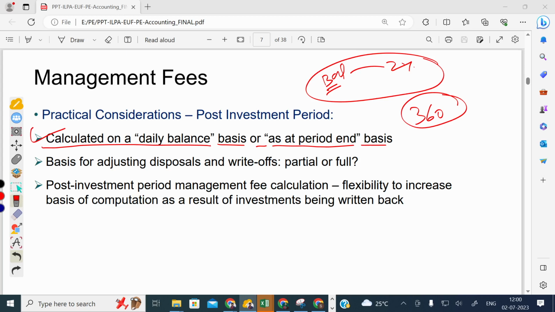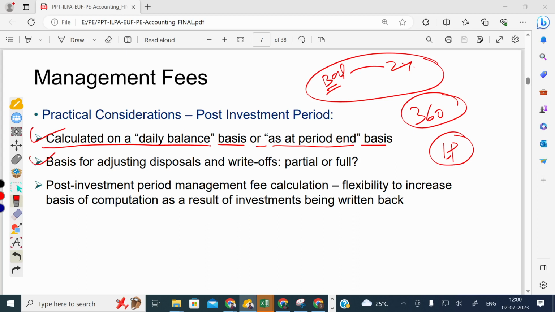Once you split across 360 days, you can calculate the fees daily as well, and provide accounting treatment. But in private equity, your accounting would be on a quarterly basis, and most of the funds' limited partners pay the fees on a quarterly basis. So quarterly you will receive payment. Daily you can do the accounting if you want, and quarterly you will receive the payment for the previous quarter, right? Then you can offset all the expenses, whatever you have. Basis for adjusting disposal and write-offs, partial or full.